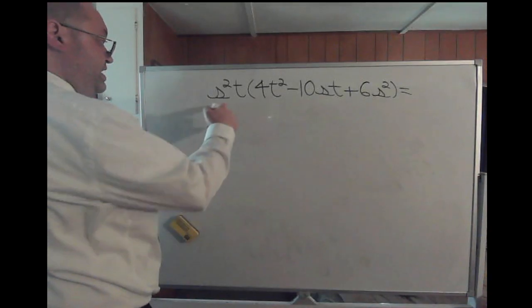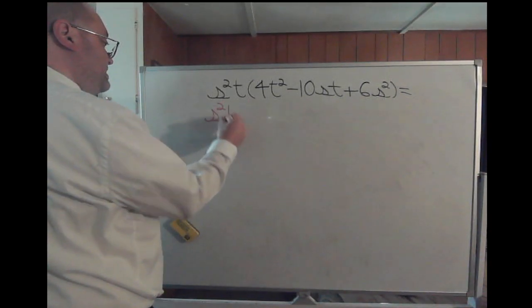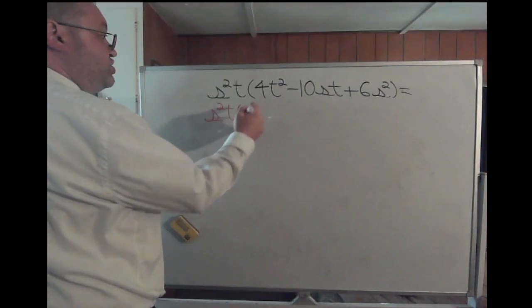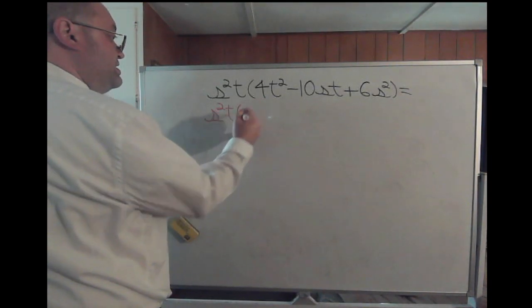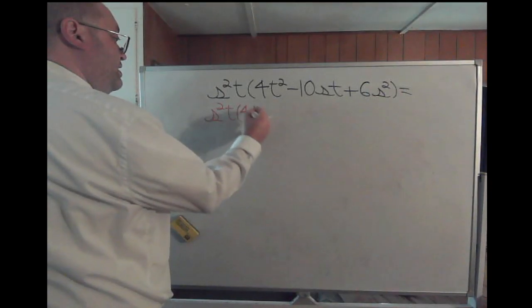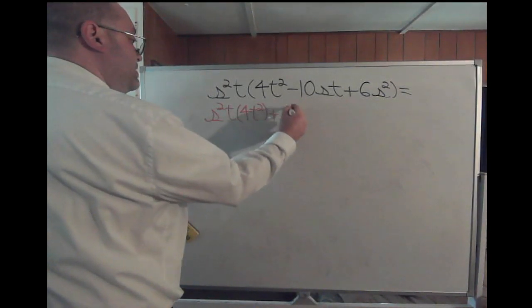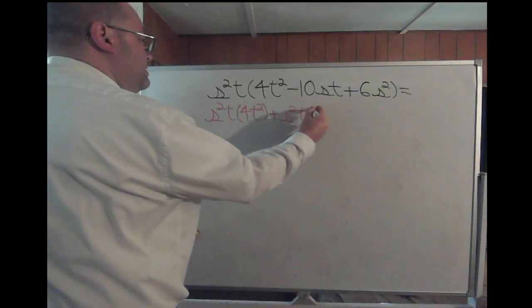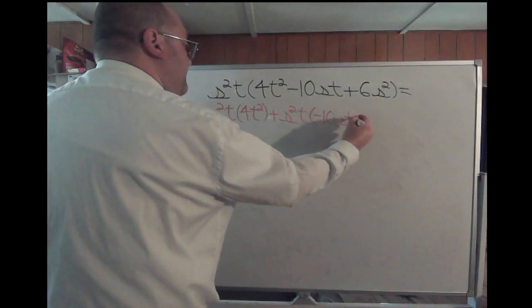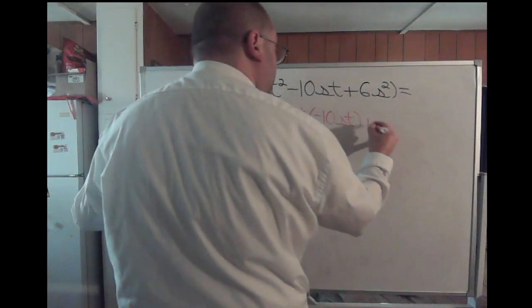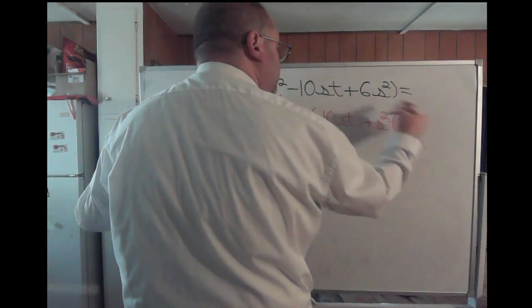What you want to do, take your s squared t. So you're going to take that on the outside of the parentheses, distribute it to each term. So for the first part, you'll take the s squared t times the 4t squared, plus you'll take that s squared t times your negative 10st, plus you'll take your s squared t times that 6s squared.